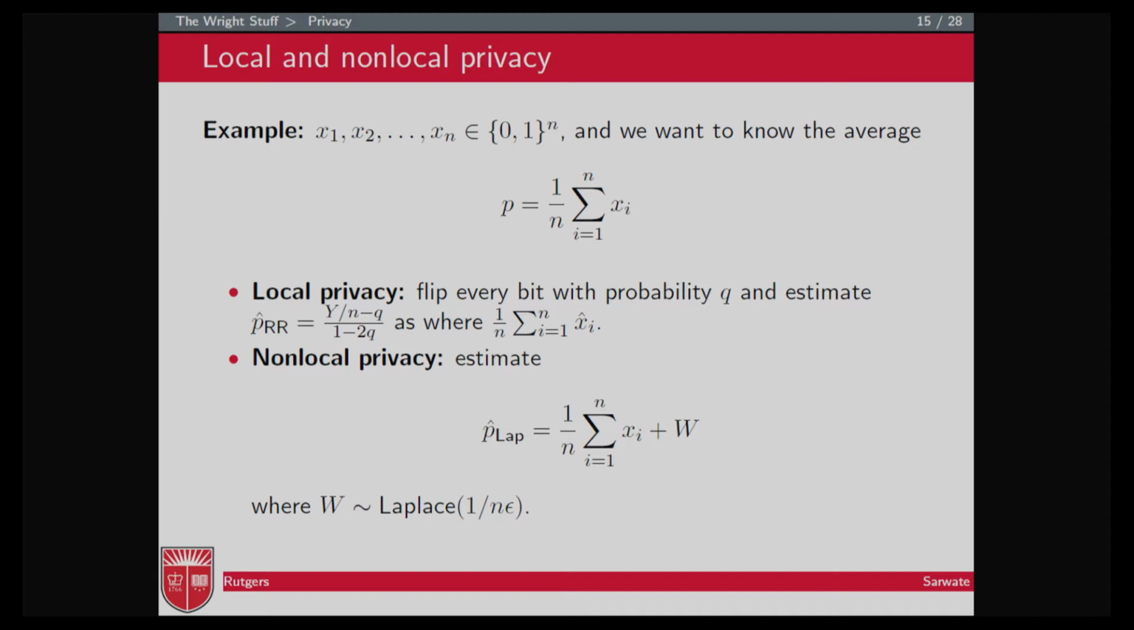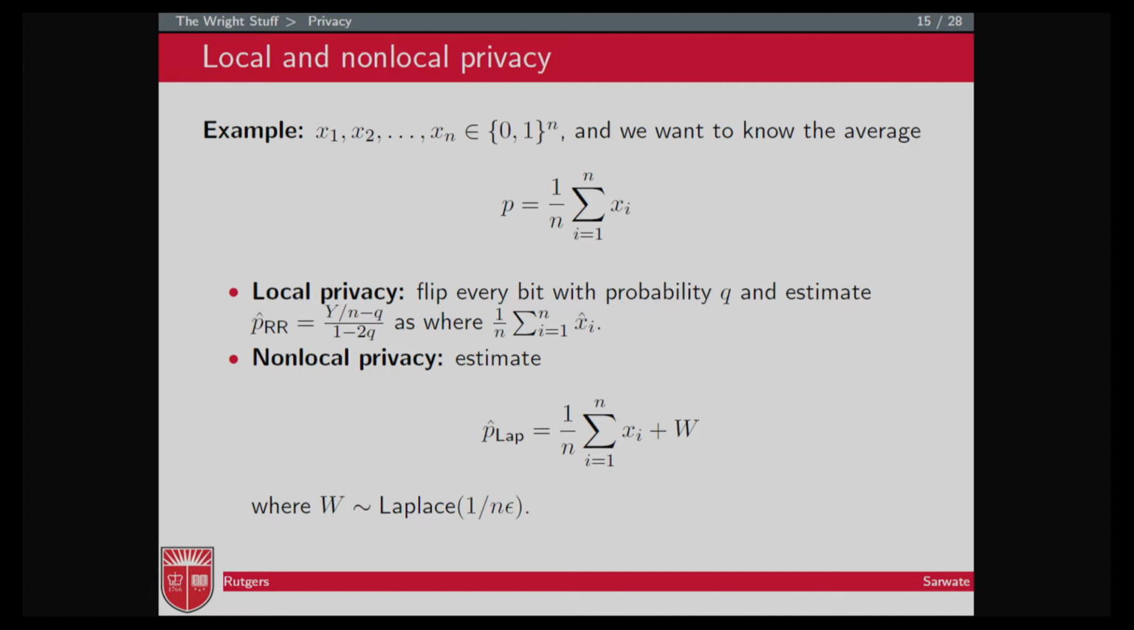You could take every bit and flip it with a certain controlled probability, and that will mask the value of that bit to some degree. It'll create some uncertainty about what that private variable is, and then I could estimate P hat, estimate this P using a sort of plug-in estimator. This is a method called randomized response.